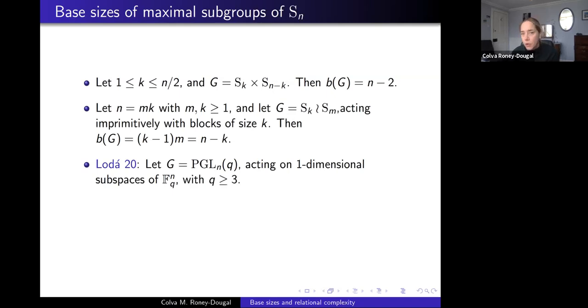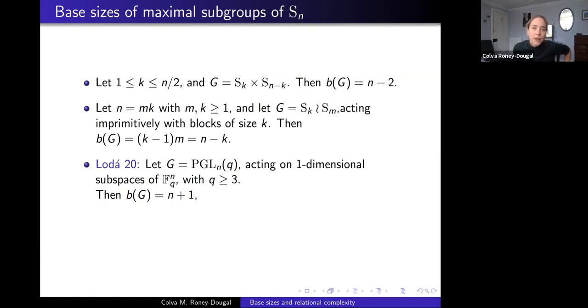Well, let's assume q is at least 3. Then there's an obvious minimal base size for G, which is that you take a basis and then you take something with full support. So a vector that's non-zero in every coordinate, that's a frame. And once you've stabilized a frame, then you're down to just the scalars.